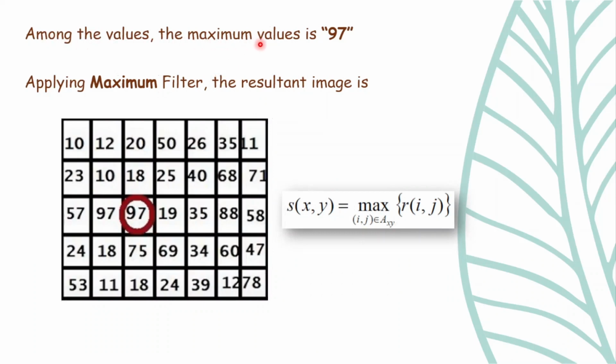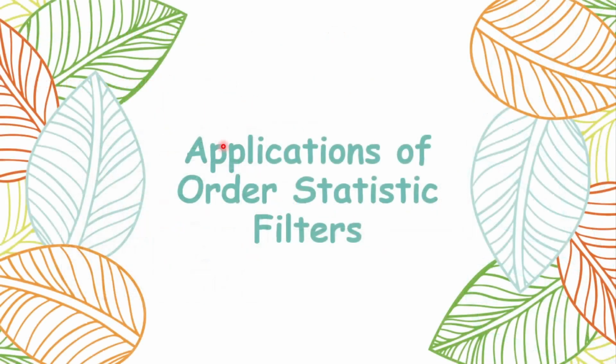In the same way, the maximum value is 97. So applying the maximum filter, the resultant image is this. In this way, we apply the processing or the operation on every pixel inside this image to get the resultant image.